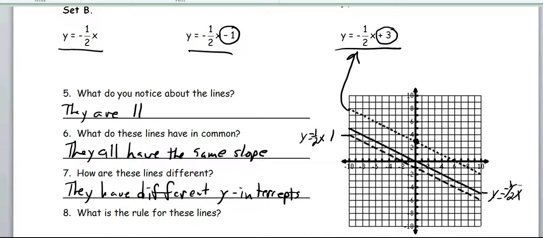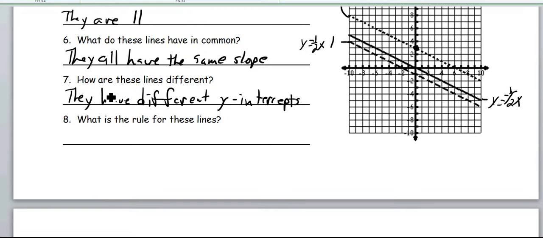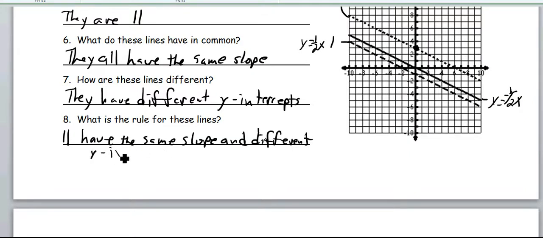And our rule is: parallel lines have the same slope and different y-intercepts.